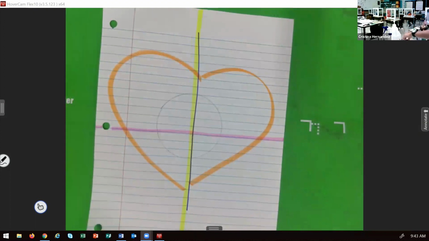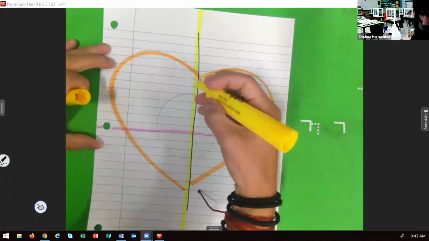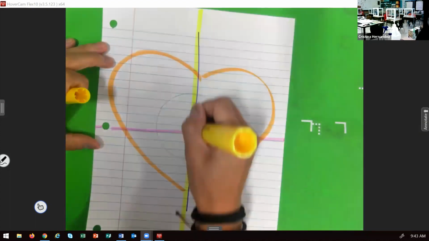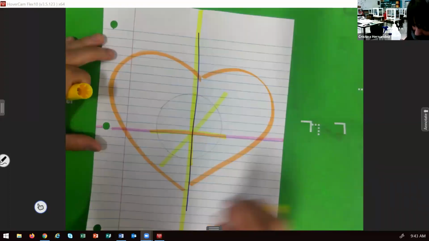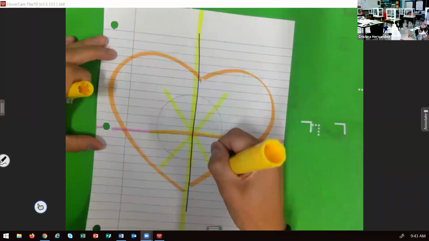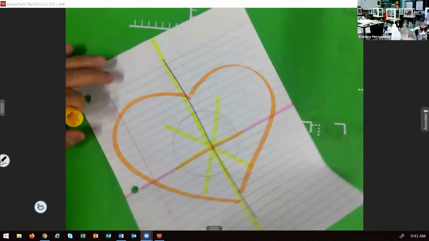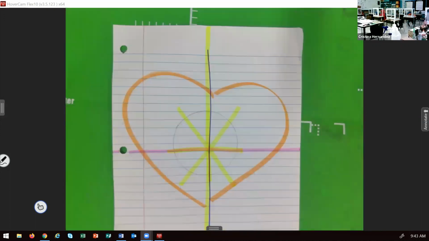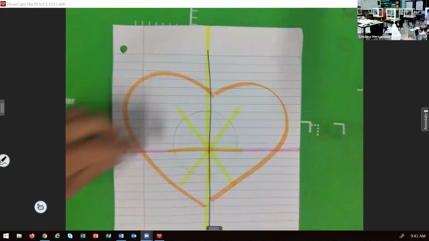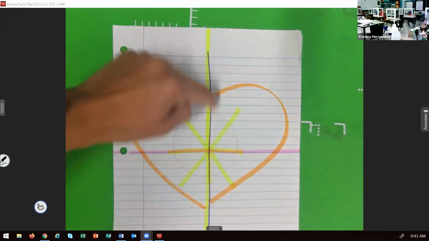So let's see. We can divide it this way. We can divide it this way. This way. What other way can we? It's got an infinite amount. A circle. Yes, with the circle piece I gave you. Right here. This way, this way, this way, this way. It's got an infinite amount.